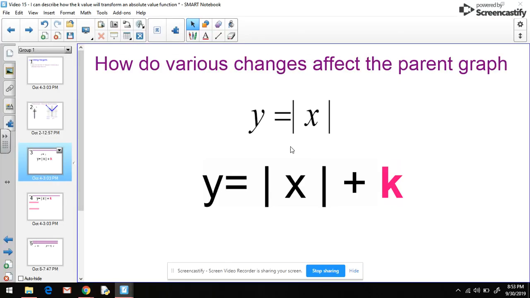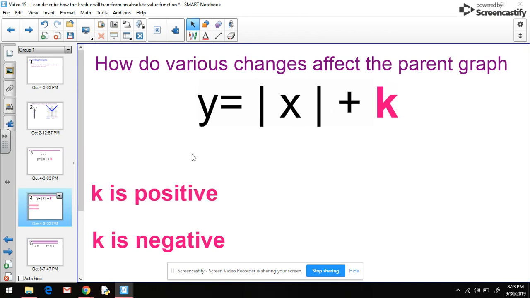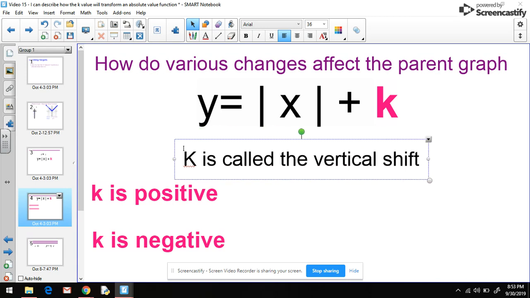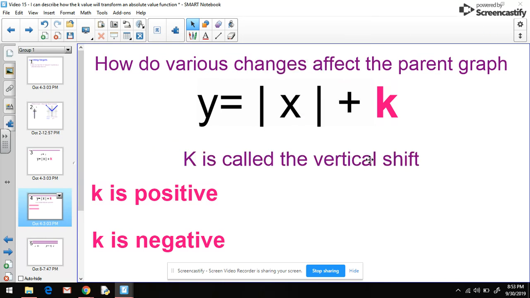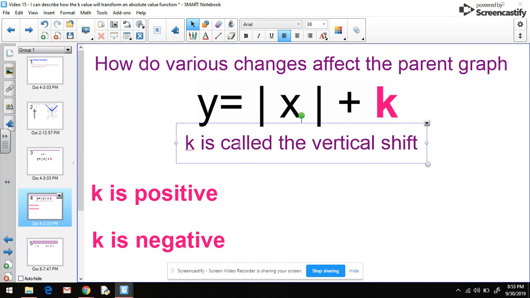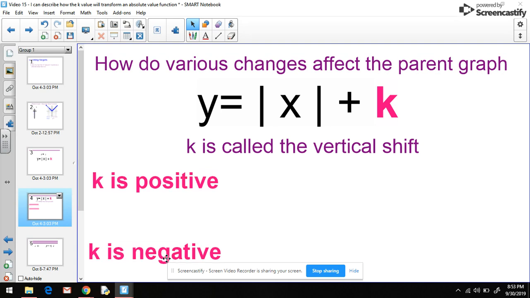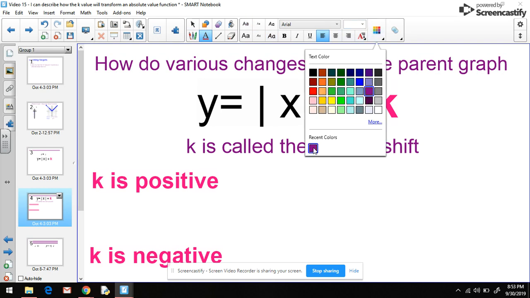So I'm going to go back here, and I'm actually going to summarize this. If I want to make a note here, I'm going to make a note that k is called the vertical shift. So make a note of that, maybe in a different color for yourself. So k is known as the vertical shift. It's how the graph moves up and down. So that's the first piece we need to know. Then we're going to summarize what happens when k is positive compared to when k is negative.